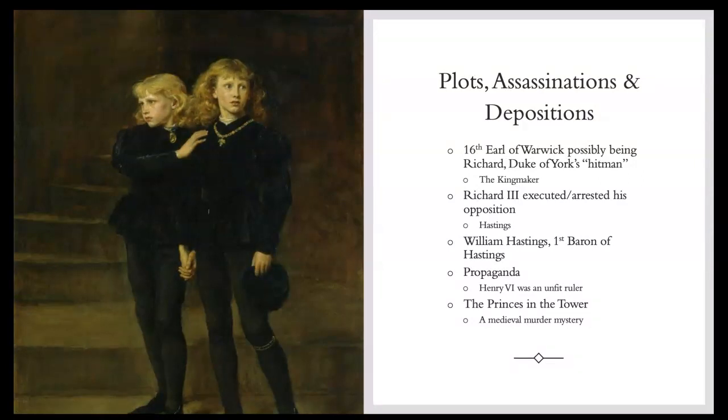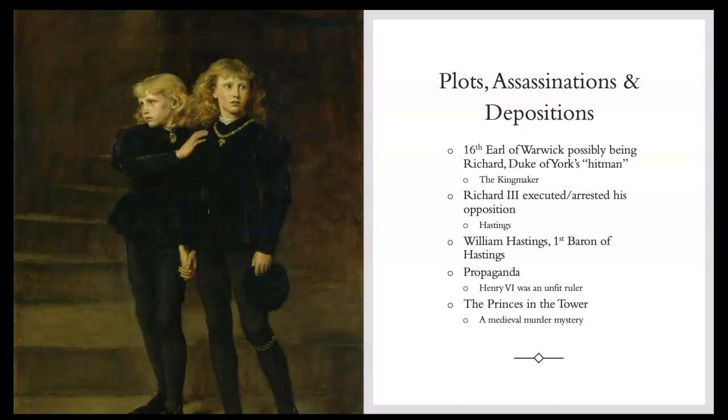Plots, assassinations, and depositions. So, Richard Neville, the 16th Earl of Warwick, was an extremely powerful and wealthy English nobleman. He is dubbed the insanely cool name of the Kingmaker. The Second Battle of St. Albans resulted in the Lancastrians having a slight advantage over the Yorkists. Margaret of Anjou and Henry VI fled out of harm's way alongside their son. Consequently, Warwick saw this and immediately made a move.